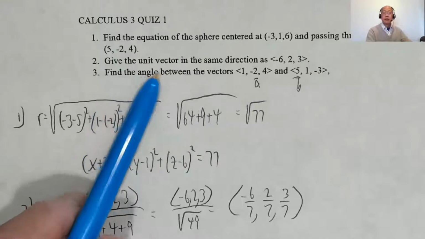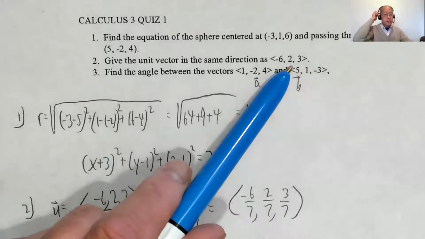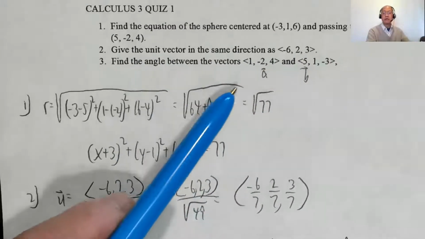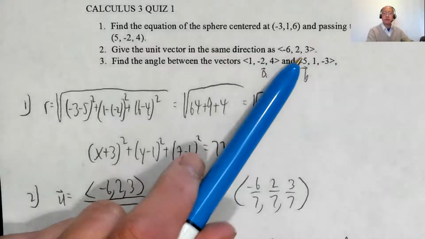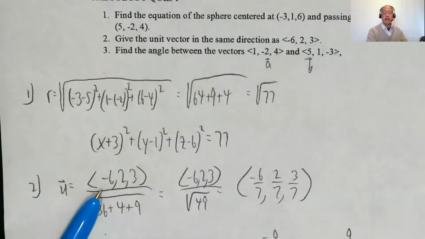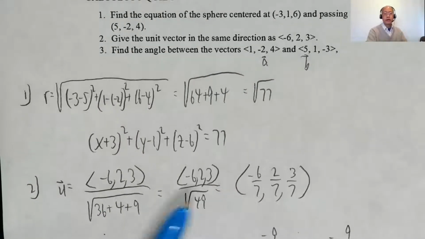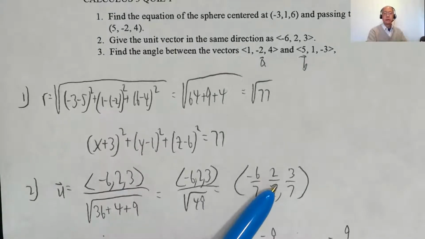Okay, number 2, to find a unit vector, you just take any vector and divide it by its magnitude. So I just need to divide (-6, 2, 3) by its magnitude, which is the square root of this thing squared plus this thing squared plus this thing squared. So I square each of these. -6 squared is 36. 2 squared is 4. 3 squared is 9. Add them all up. Square root of 49, which is 7. So the unit vector in the same direction is (-6/7, 2/7, 3/7).